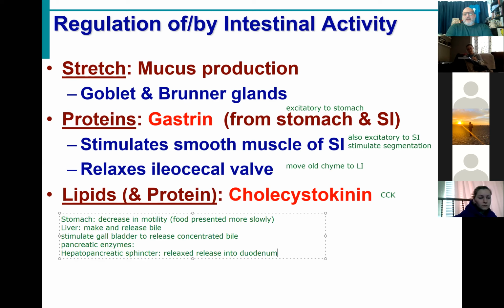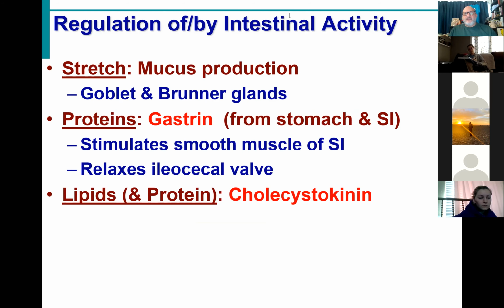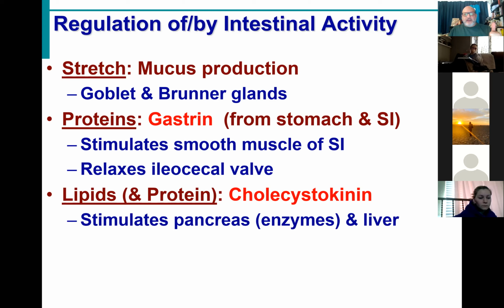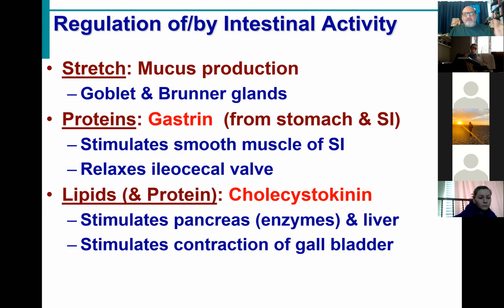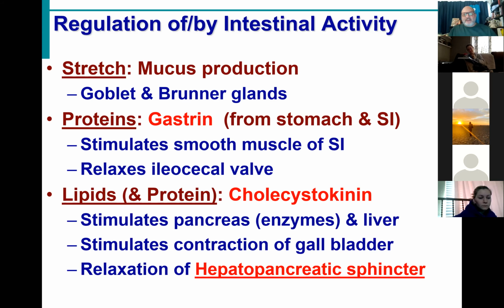So as you can see here, the difference between lipids and protein is dramatically different. This hormone, cholecystokinin, has a lot more important effects and influences because it's going to be harder for us to break down these lipids. So I've listed it all out there. Again, it stimulates pancreatic enzymes, the liver, contraction of the gallbladder, and relaxation of that hepatopancreatic sphincter. So we got all of that on there. Excellent. But we also explained why those are important.